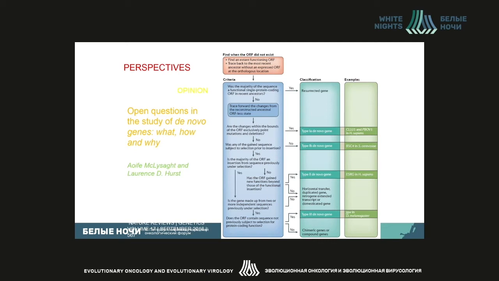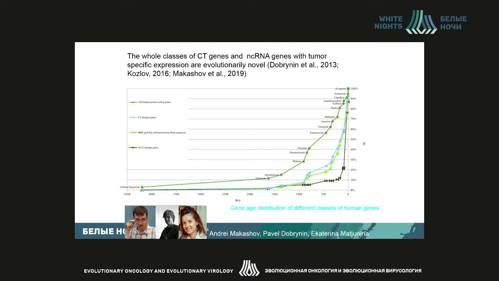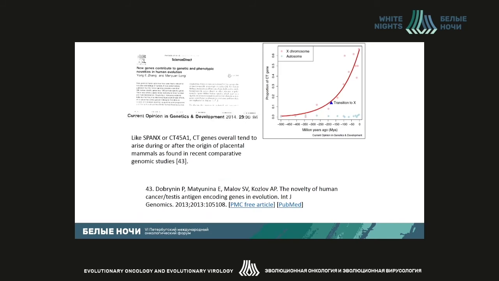This gene appeared de novo, and it was proved in other papers as well. It's a fantastic situation, but it's proved in the literature. We showed that not only separate genes, but classes of genes can be de novo. In the right bottom corner, the curves describe these evolutionarily new genes: cancer genes that encode non-coding RNA and cancer testis genes.